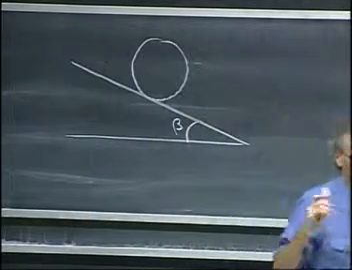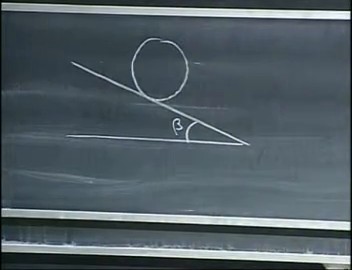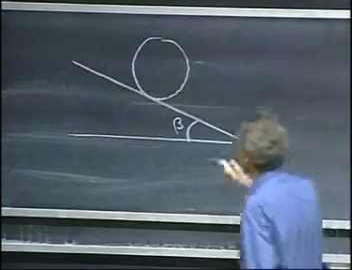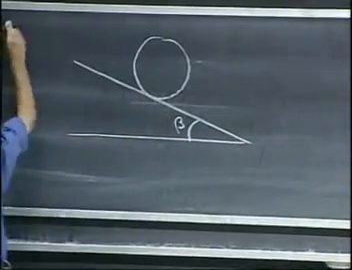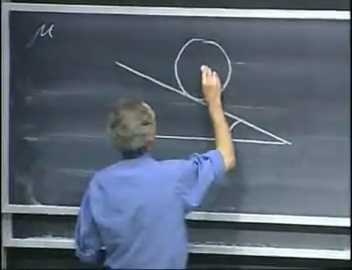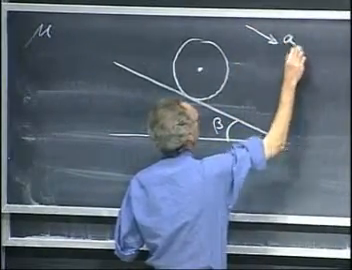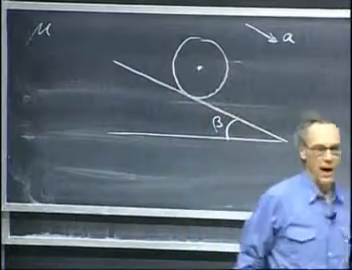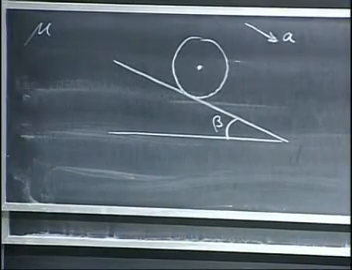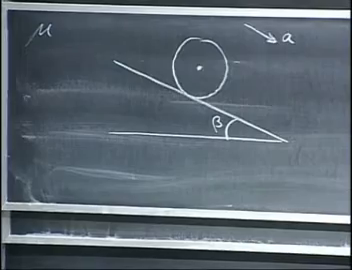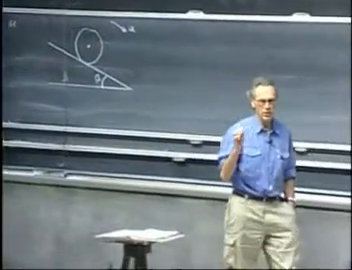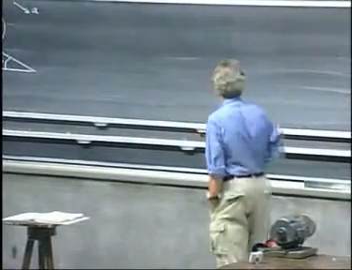I prefer not to use alpha because that's angular acceleration. And there is a friction coefficient with the surface, mu. And this object is going to roll down and is going to get an acceleration in this direction, A. And I will evaluate the situation when we have pure roll. That means the object is not skidding and is not slipping.